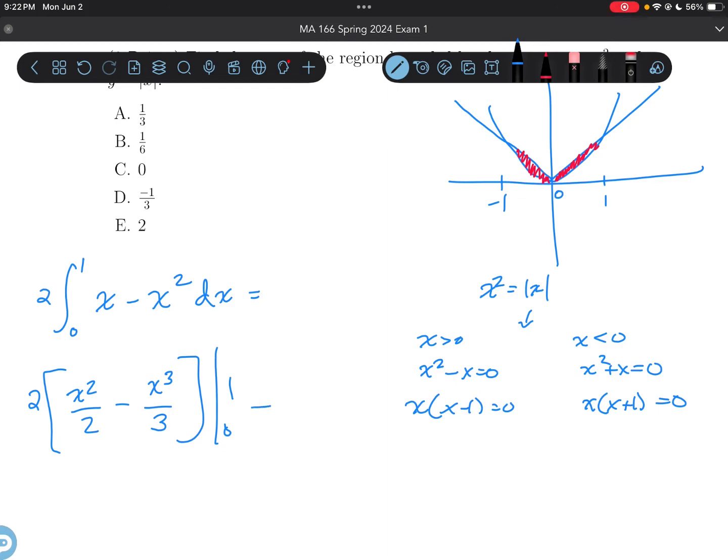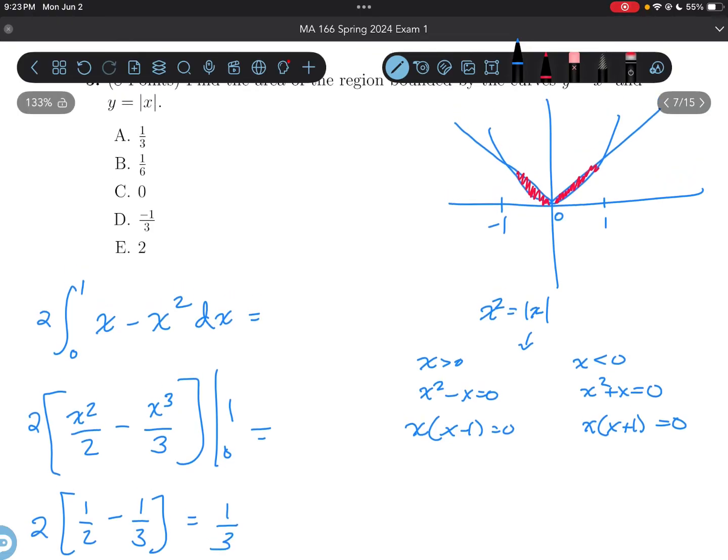And now plugging all that in, we get 2 times (1/2 minus 1/3), and that is equal to 1/3. So that means that our answer to this question is A.